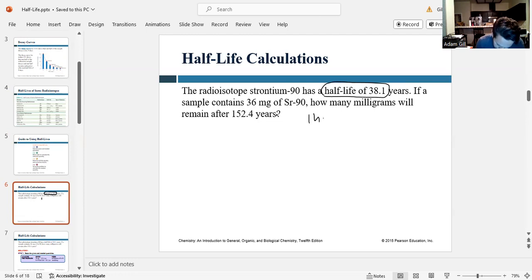So one half-life is equal to 38.1 years. We're going to use this as a conversion factor. They're telling us that our sample is decaying for a total of 152.4 years. Let's figure out how many half-lives that is.